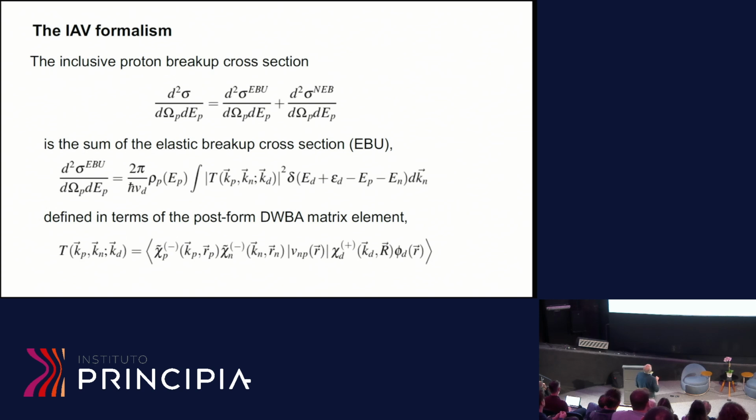It calculates inclusive cross-sections. For example, here it calculates an inclusive differential proton emission cross-section, and there's a clever reduction that lets you write that as two incoherent terms. The first term is the elastic breakup term, and the second term is everything else, which we'll call the non-elastic breakup. The elastic breakup is a simple post-form DWBA cross-section. In the post-form, you use the usual reduction of the matrix element that puts distortion into the deuteron entrance wave function and into the proton.